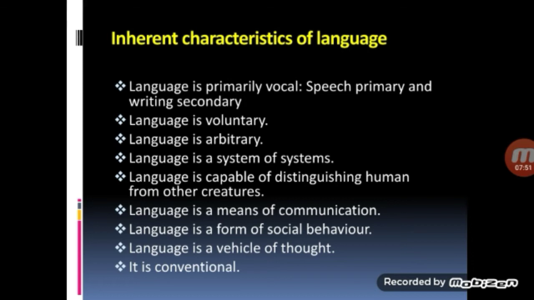The third one is language is arbitrary. By arbitrary, we mean that there is no inherent or logical relation or similarity between any given feature of language and its meaning. That is entirely arbitrary, since there is no direct relationship between the sound or form of a word and the object which is indicated by it.